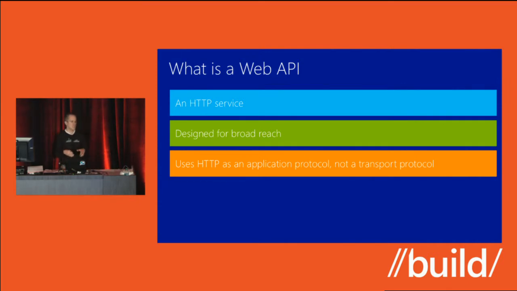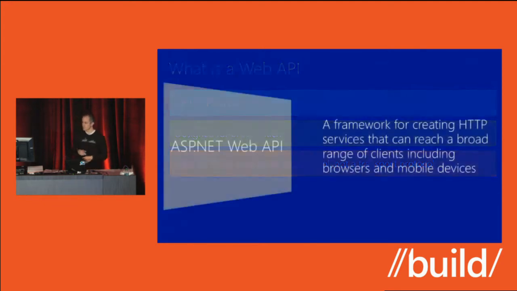And typically, it's an HTTP service where you actually want to use HTTP as it was intended, as an application-level protocol, and not as just a transport for shoveling bits around. So you want to take advantage of the semantics of the protocol, like caching and headers and formats and so forth. So ASP.NET Web API is a relatively new framework that's designed and intended to help you build these kind of HTTP services or Web APIs that can reach a broad range of clients from browsers to mobile devices.